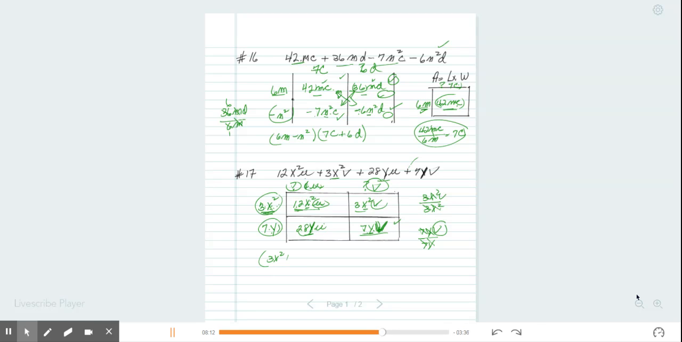3x squared. No, this is understood to be a positive. All right, there's no sign, but it's understood to be a positive. Times in parentheses, what do you got here? You got the 4u, and here again, there's no sign here, so it's a positive v. All right, so let me just pause.